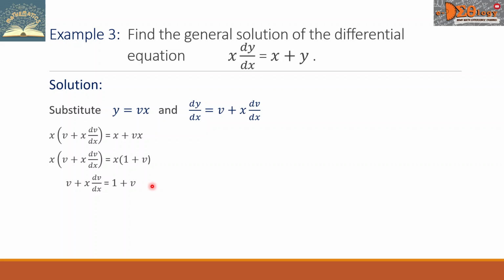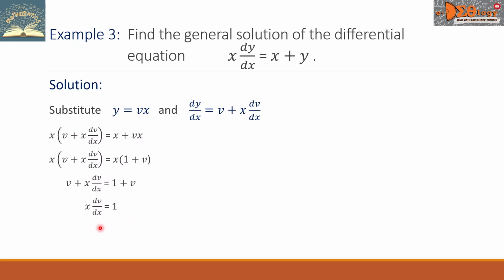For this new equation, the variable v is common. Again, this v, if I transpose it to the right side, becomes negative v. That will cancel the positive v here. So we can simplify this equation into x times dv over dx equals 1.